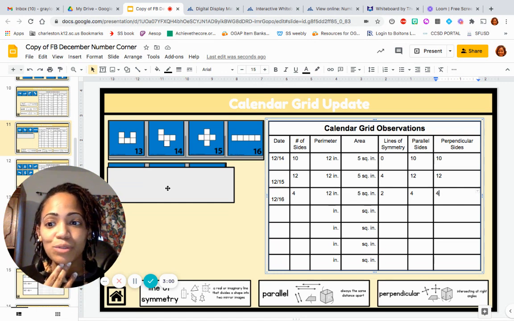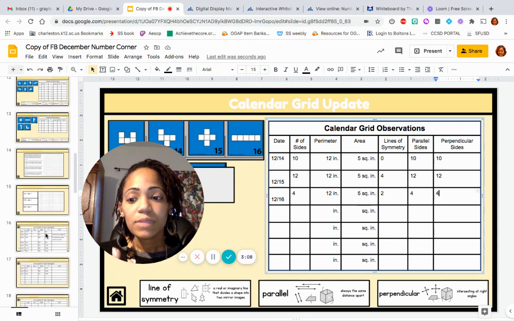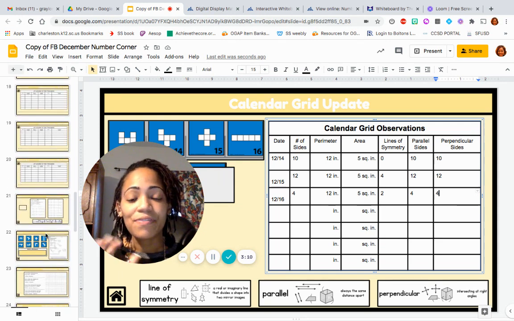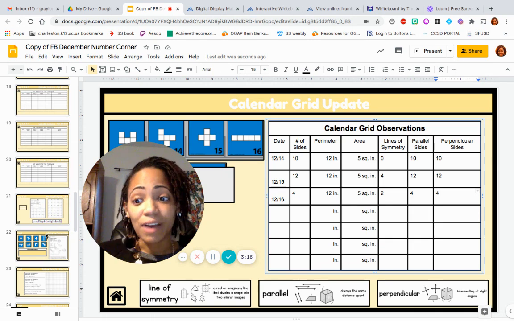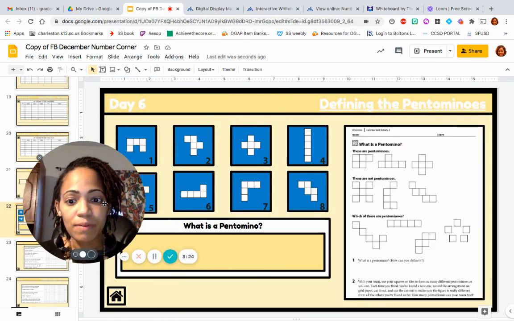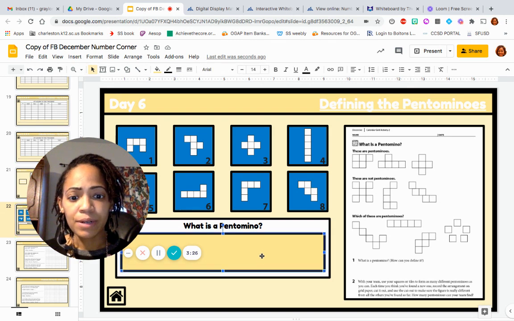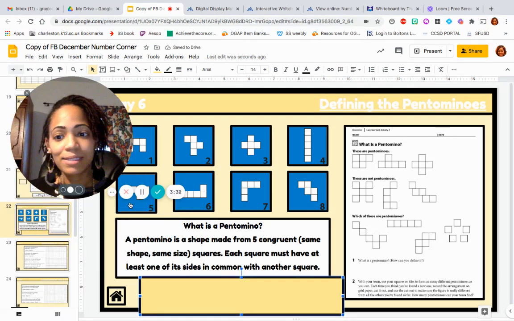I also want to remind you about what a pentomino is. Remember the other day we talked about pentominoes being those shapes that have 5 squares, or an area of 5 units, and that it always touches. One side is always touching another. So I want to remind you of what our definition was. 5 congruent shapes, they're the same size, same shape, they are squares, and at least one side is touching another.